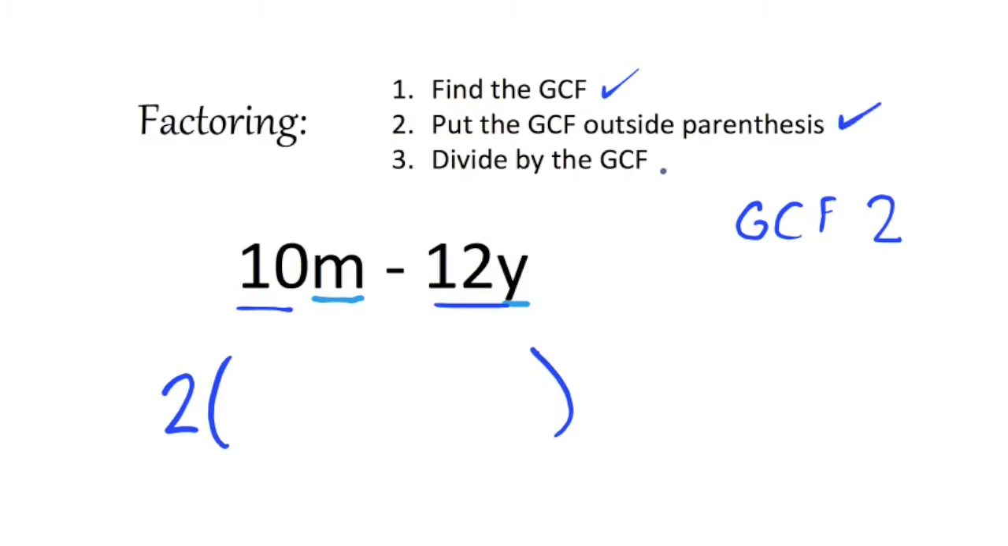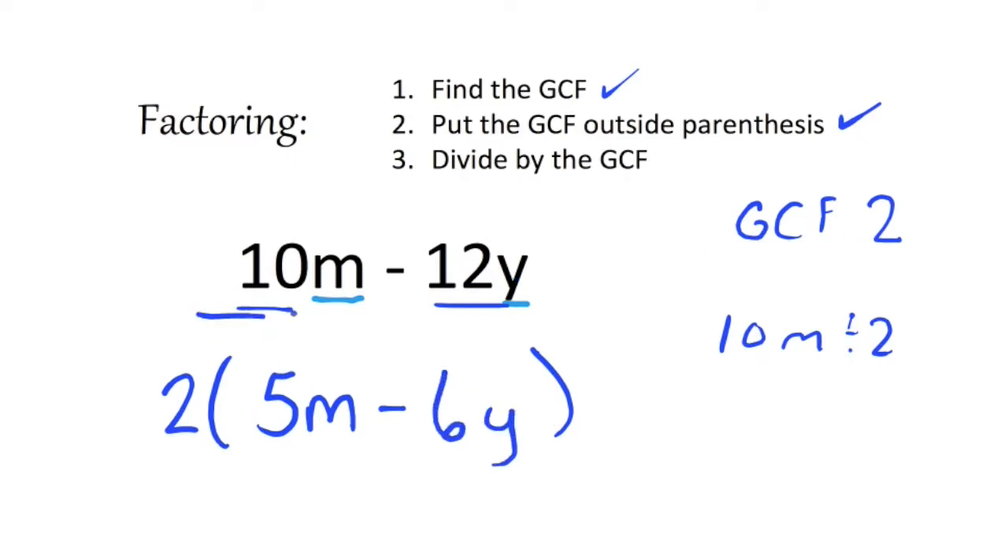Time for step 3. We need to divide by the GCF. So what is 10m divided by 2? Well, 10 divided by 2 is 5, and we just leave our m the same. So what's half of 10m? 5m, right? 10m divided by 2 is 5m. All right, the sign stays the same. We still have a minus sign. And then 12y divided by 2 is simply 6y. So this expression, 10m minus 12y, is equal to 2 parentheses 5m minus 6y.